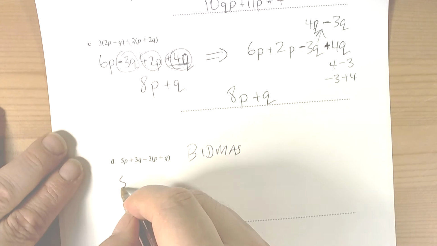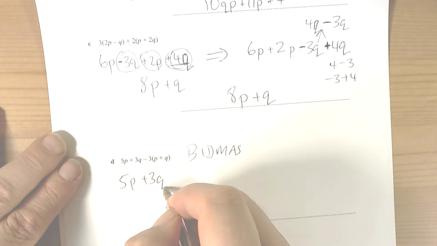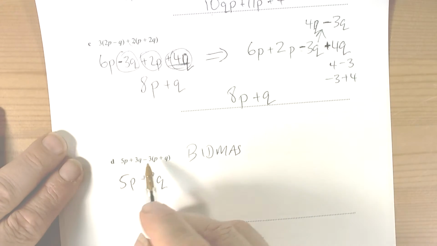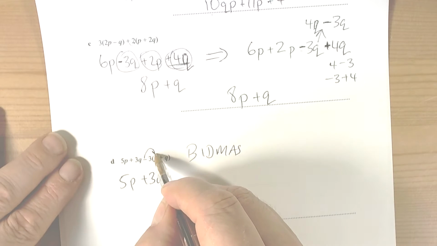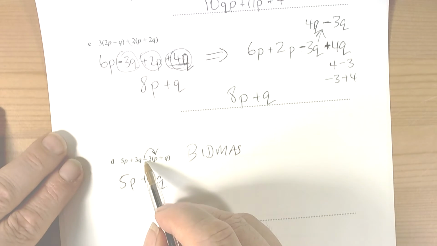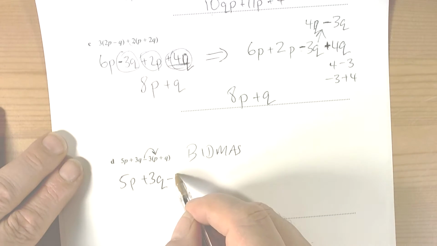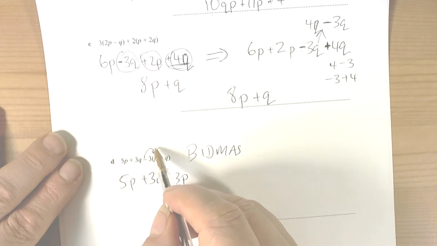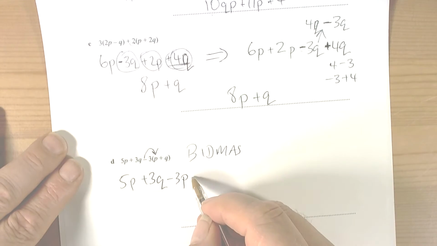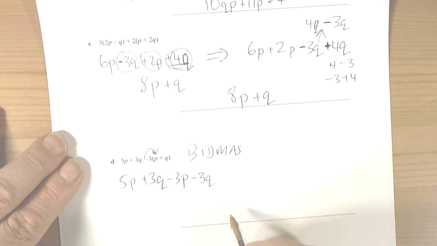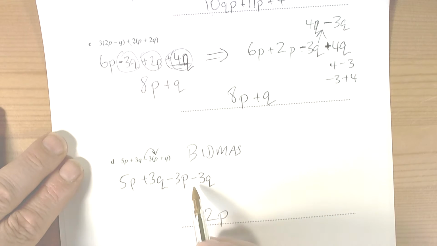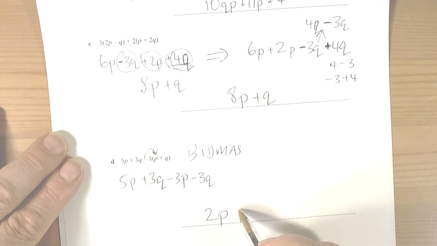So we've still got the 5p plus 3q's, can't do anything with those at the moment, so let's get this bracket multiplied out. So it's saying 3 lots of p, but a minus in front of that, so that's going to be take away 3p. And then it's saying 3 lots of q with a minus in front of it again, so take away 3q. Bring our like terms together, so we've got 5p's, take away 3p's, and then we've got plus 3q's, take away 3q's, which is nothing, so the answer here will be just 2p.